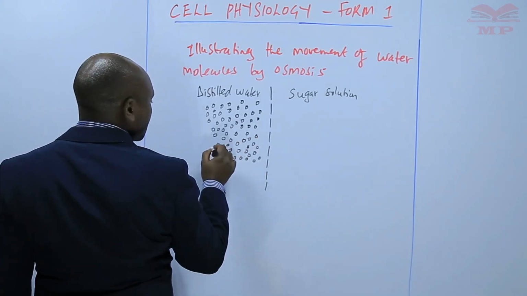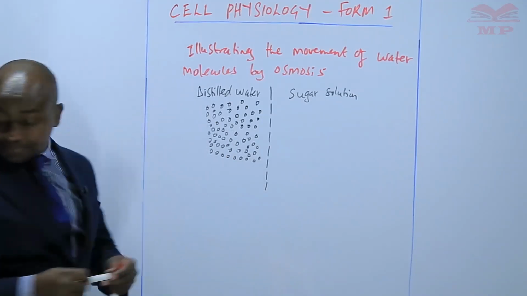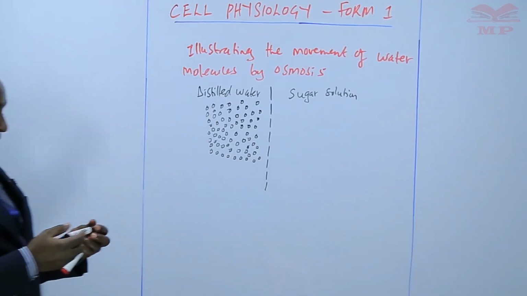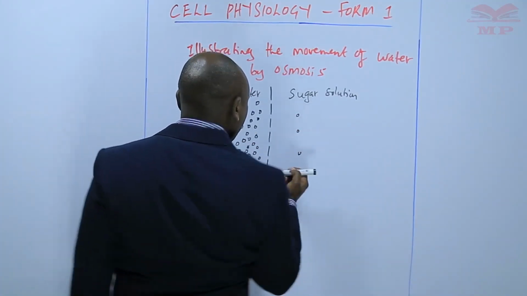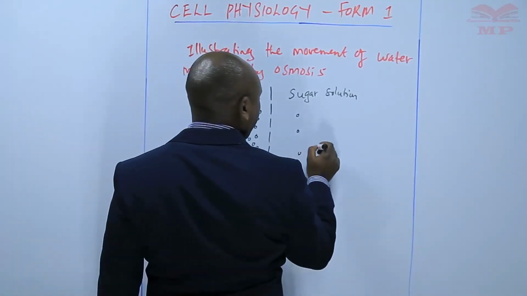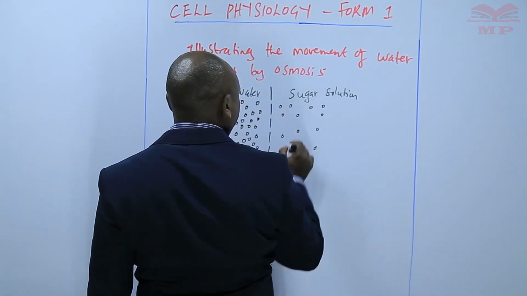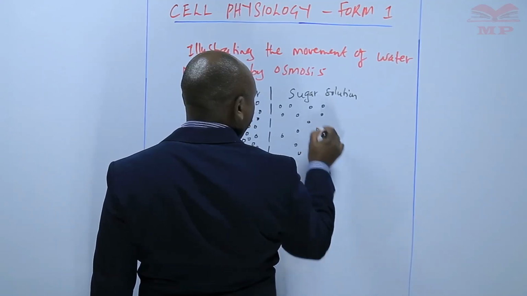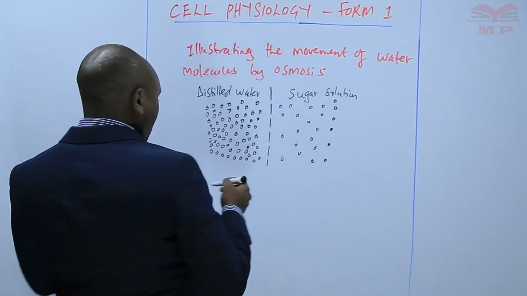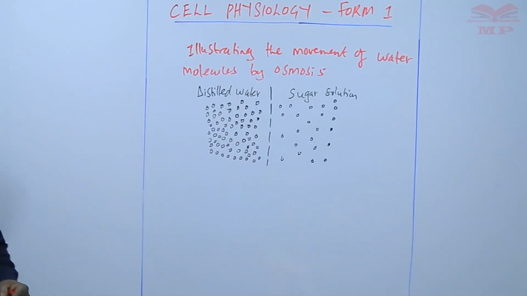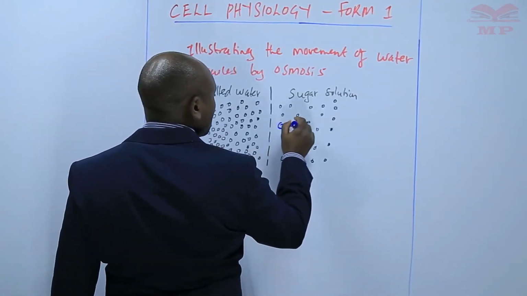So that's a region where there is a high concentration of water molecules. And then, of course, on the other side, we have low concentration of water molecules. So they are scattered. But in addition to that, we also have sugar molecules. The sugar molecules are larger.